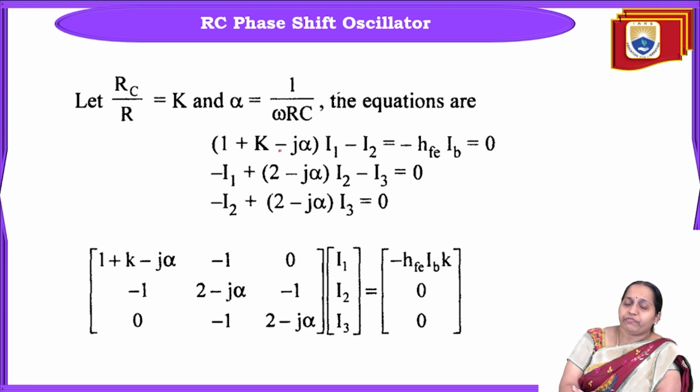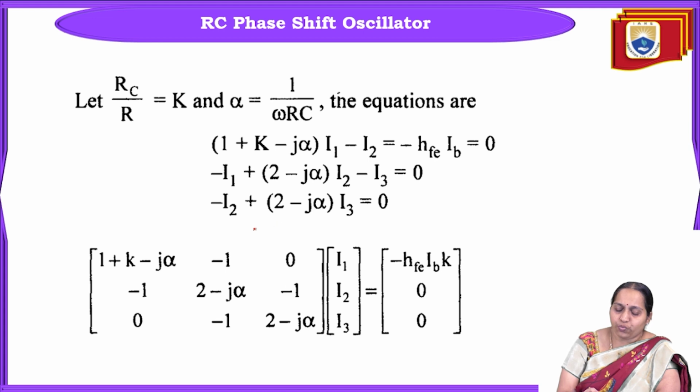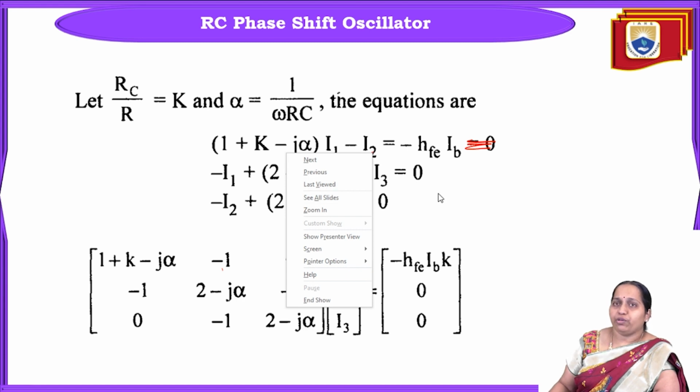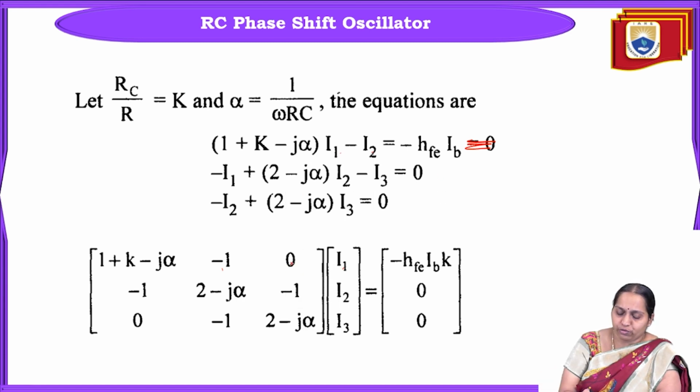After writing these three equations, we will now write them in the form of a matrix. The right-hand side is minus hFE into IB. Writing them in matrix form, (1 plus k minus j alpha) into I1 minus I2. The coefficient of I2 is minus 1, so I have written minus 1. Here we don't have an I3 term, so it is simply equal to 0.